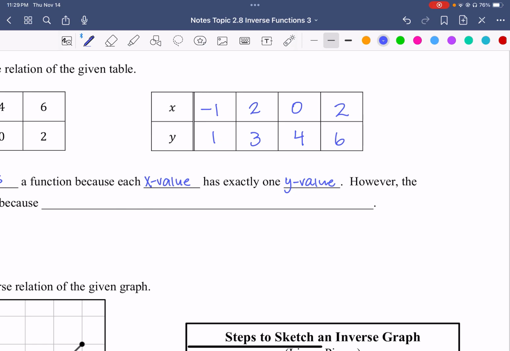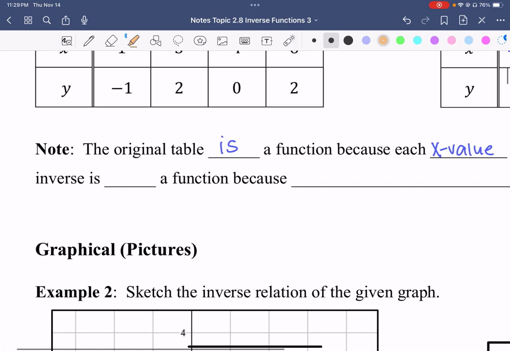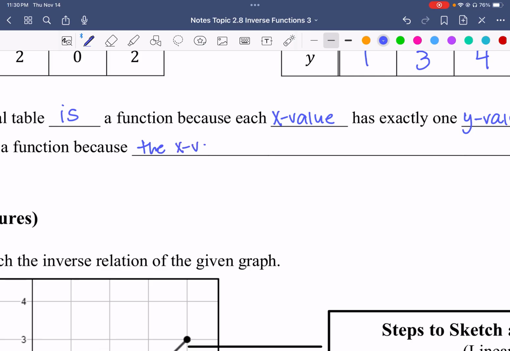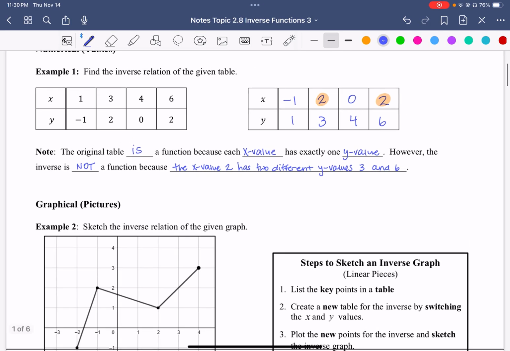Okay? But if you look at the inverse table, notice that this 2 here is repeated and they have different y values. So that means that the inverse is not a function because the x value 2 has 2 different y values, which are 3 and 6. Okay. Now, that was numerically.